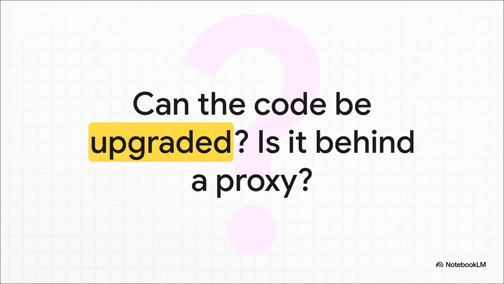Then we've got upgradeability. Now, this one's a little more technical, but it is so important. You need to know if the contract is what's called a proxy. If it is, that means an admin can just swap out the entire rulebook, the actual code, at any time. Now, they might do this for a good reason, like to fix a bug, but you have to admit that is a massive amount of power in one place.